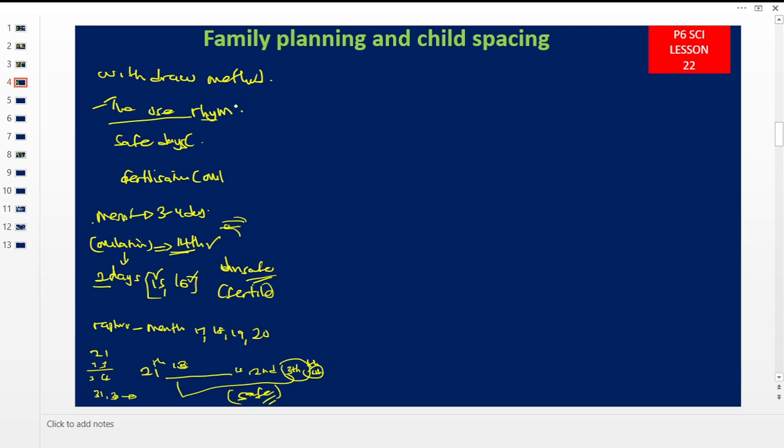So under natural methods we have withdrawal, that is coitus interruptus, the use of the rhythm, and also prolonged breastfeeding plus abstinence. Okay, so those are natural methods.